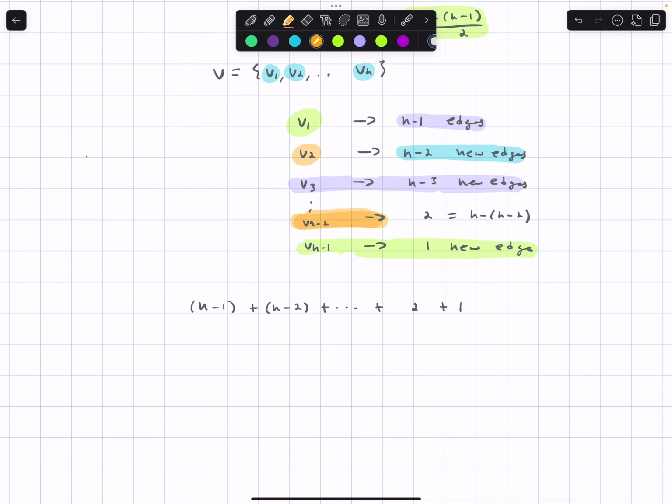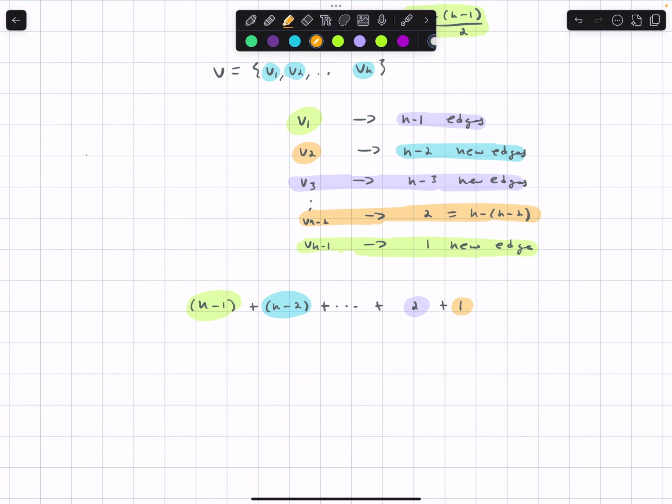We don't want to double highlight either. We're going to single count and also single highlight. There we go. n minus 1, n minus 2, all the way through to 1.